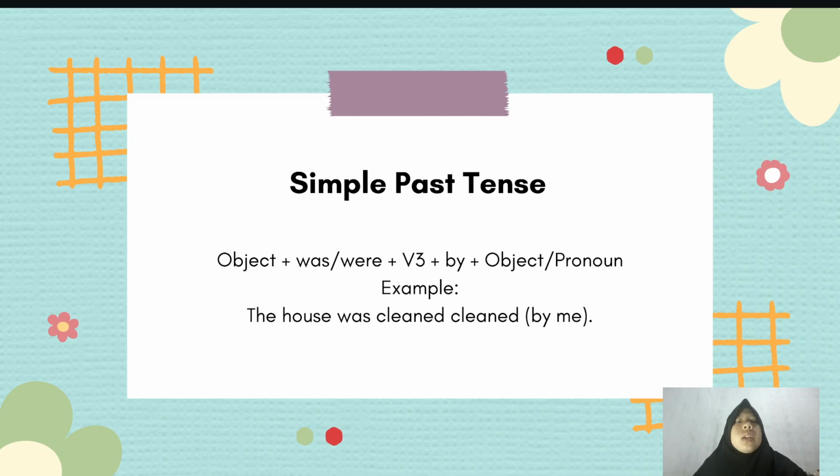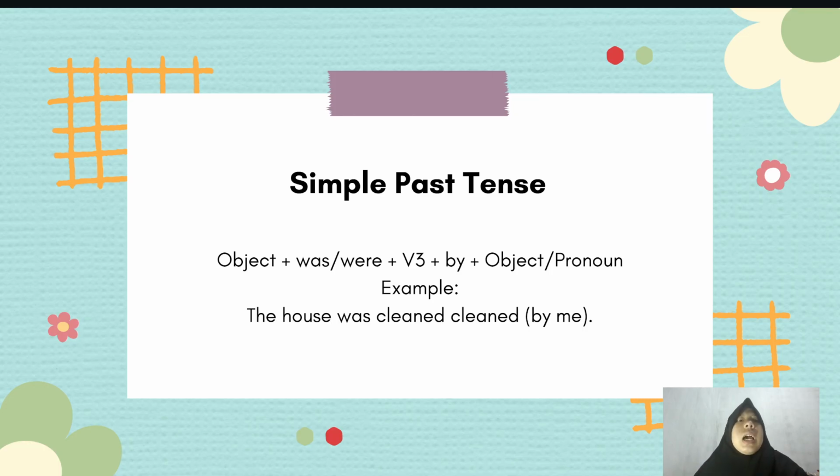An example in active voice is "I cleaned the house every day." And the passive voice is "The house was cleaned every day." This shows that the action of cleaning occurred regularly in the past. The passive voice focuses on the result of the cleaning action, the house being cleaned, rather than the person doing the cleaning.